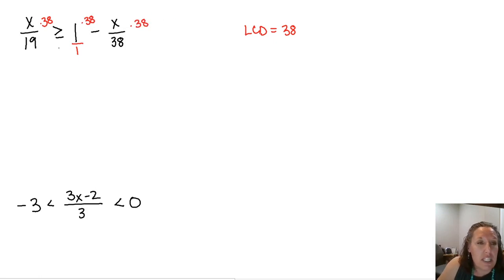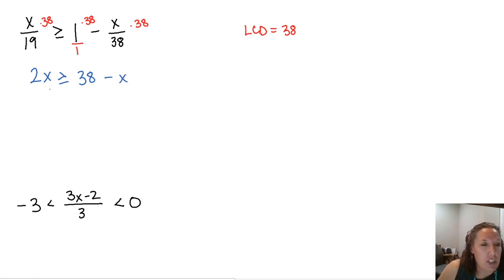Do not forget to multiply that whole number by 38. You want to make sure and multiply each term. So 38 divided by 19, that is going to reduce to 2. And so on the left-hand side of this inequality, we're going to have 2 times that x that's in the numerator. For our first term, we've got 1 times 38 is 38. And then for our last term, we have x over 38 times 38. Those 38s are going to divide out, and we'll be left with minus x.